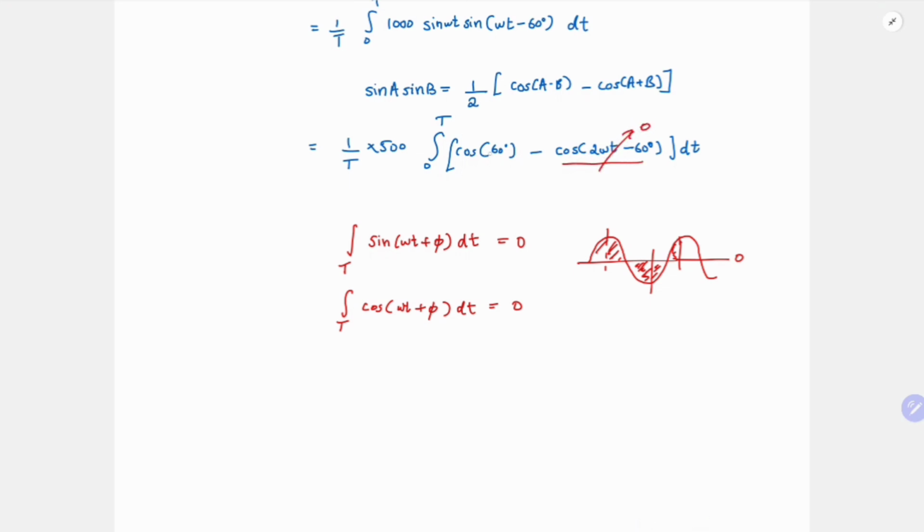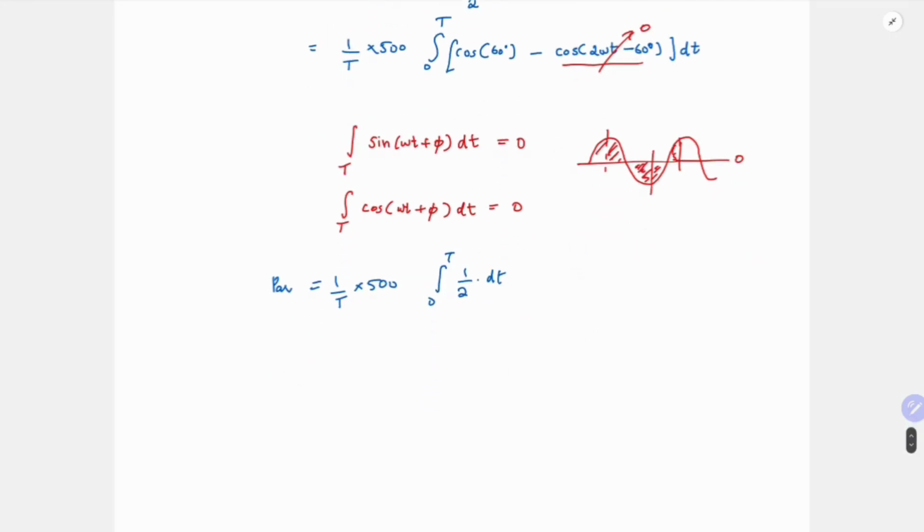And we are only interested in cos 60 degree. So this power average is 1 over T into 500, and your cos 60 degree is 1 by 2. So 0 to T, 1 by 2 into dt. This is equal to 1 over T into 500 into 1 by 2 into T. So T goes away, 2 and 500 becomes 250. So your average power here is 250 watts.